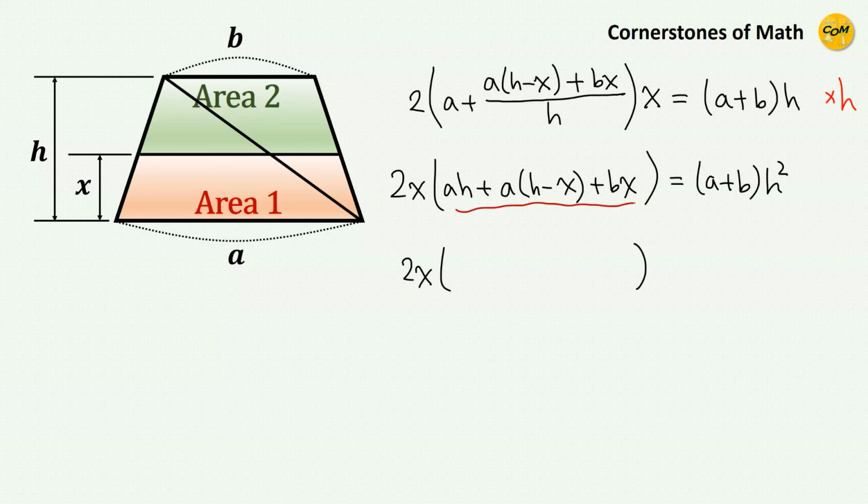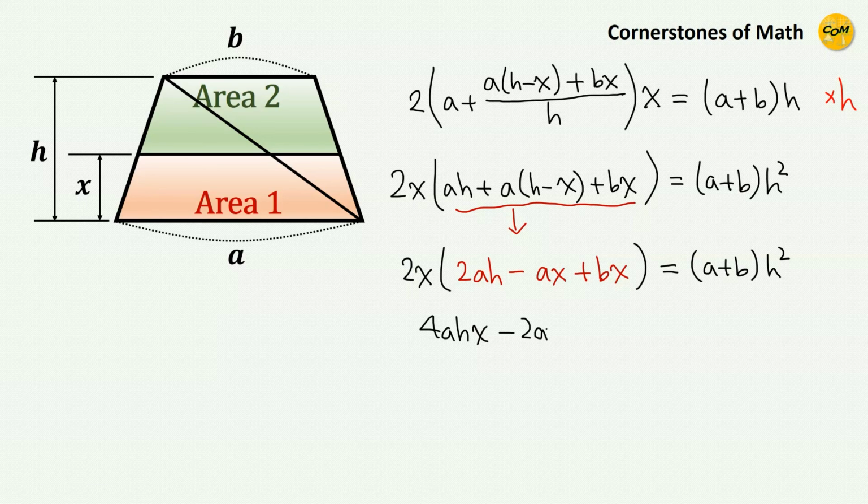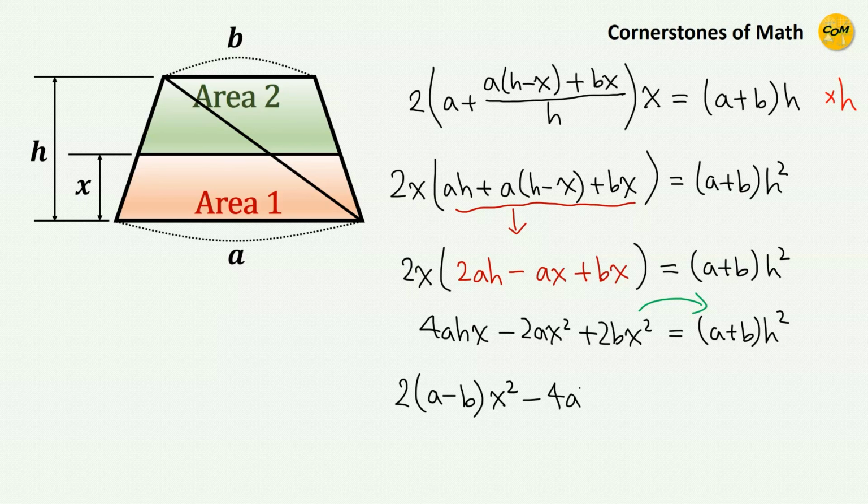Now notice that the inner part of the parenthesis gives 2Ah minus Ax plus Bx, so this equals (A plus B)h squared. And if we expand, we have 4Ahx minus 2Ax squared plus 2Bx squared equals (A plus B)h squared. Here, let's move everything to the right-hand side. Then we obtain 2 times (A minus B)x squared minus 4Ahx plus (A plus B)h squared equals 0.